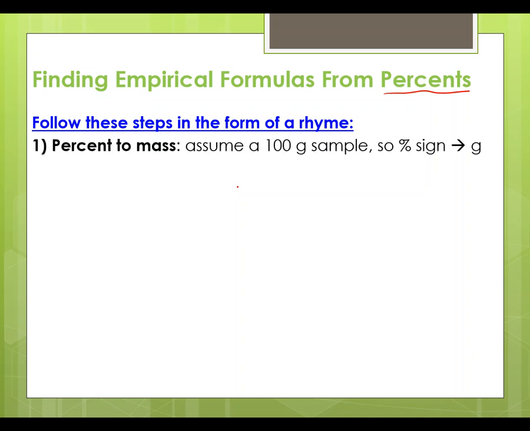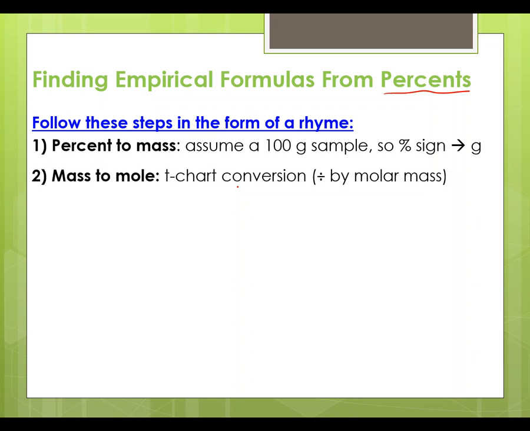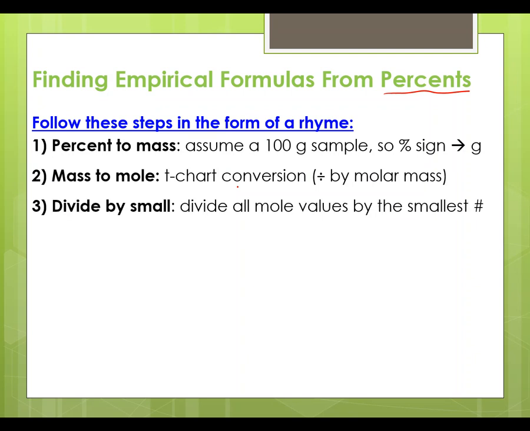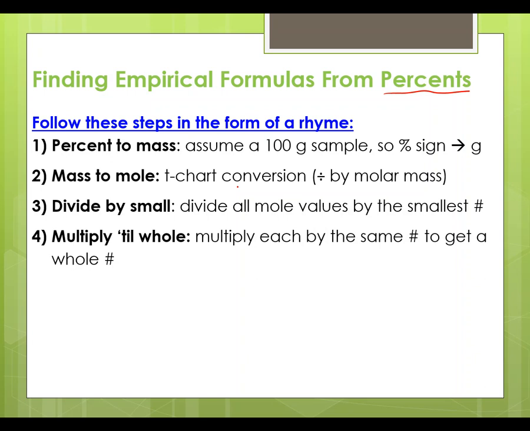The first one is percent to mass. So basically, if you get a percent, you just change it to grams, because we're going to assume it's a 100-gram sample because of 100%. Mass to mole. Okay, so percent to mass, mass to mole. That means we have to convert the masses to moles using the molar masses off the periodic table. We divide by small. Now, when we're talking about small, we're talking about the smallest mole value that we got in number 2. And then we multiply until whole, meaning we have whole numbers.